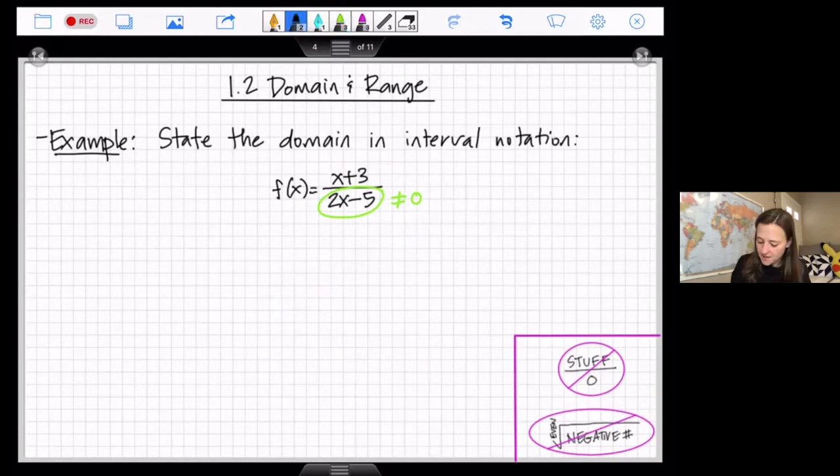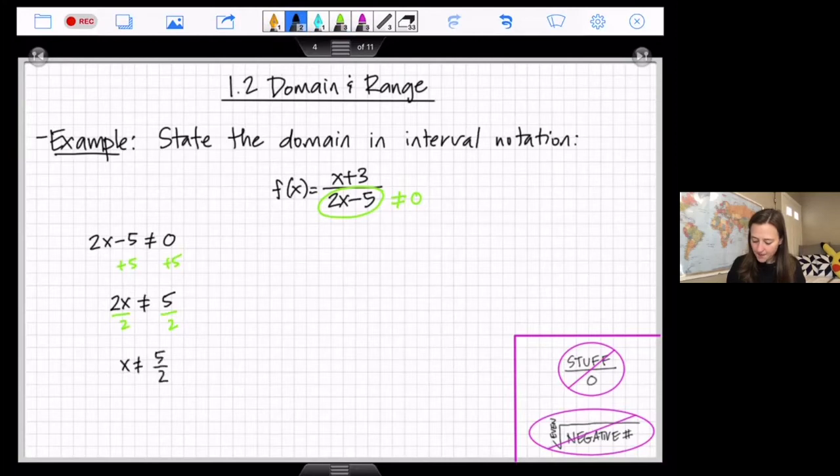So I'm going to say 2x minus 5 not equal to 0. Let's solve that for x. So I'm going to add 5 to both sides. So I get 2x should not be equal to 5. Then I'm going to divide by 2. And I get that x should not equal 5 halves, or 2.5.